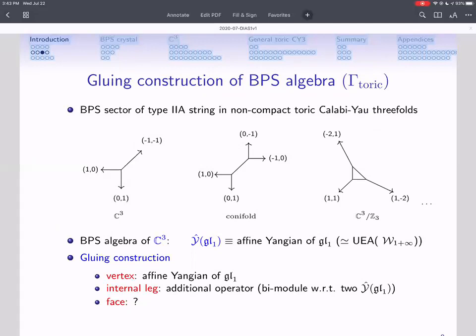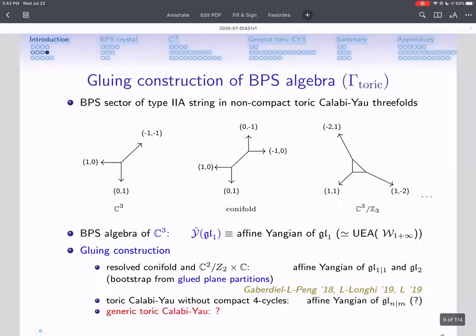So the internal legs correspond to additional gluing operators. They should transform as a bimodule with respect to the two affine Yangians of GL1 at the two ends of this internal leg. It's not clear whether for the faces there should be additional operators, because we haven't gone too far with this gluing construction. We managed to do the simplest cases with two vertices. Without getting the entire algebra, people have also tried to get some information just using this gluing construction in the W-algebra basis. The guess is that they should all fall into the class of affine Yangians of the superalgebra GL(n|m), but it's not clear how to push this gluing construction to the general Calabi-Yau.